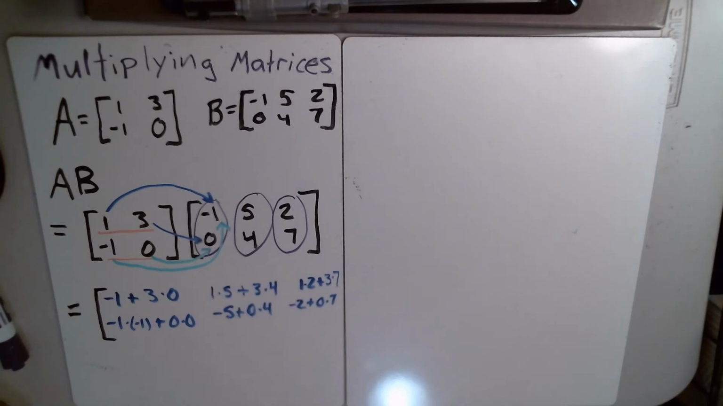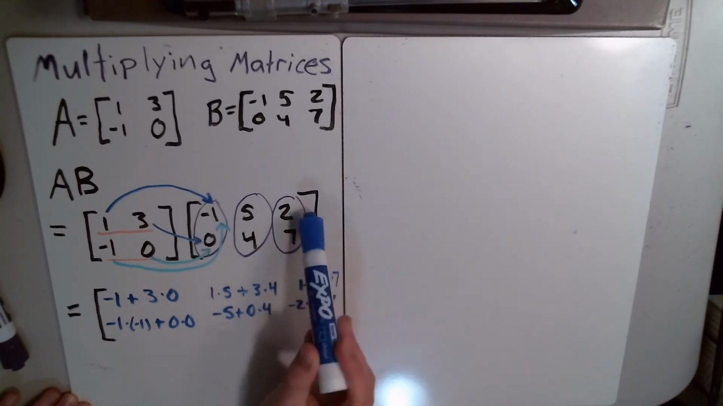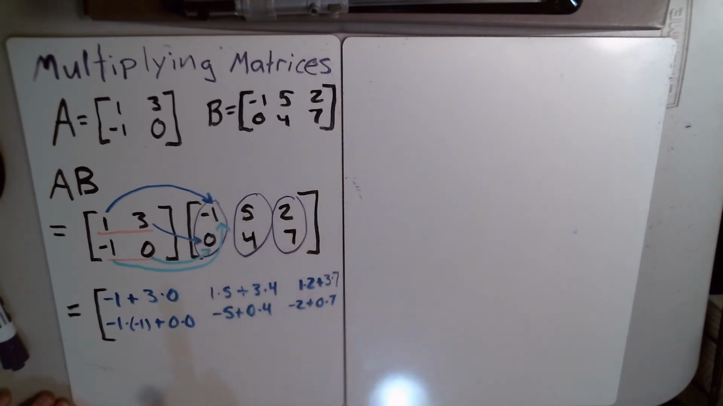And I guess I should mention, there isn't a third row to this matrix here, so there's not going to be a third row in my product matrix. Also, there's not a fourth column in this matrix here, so there's not going to be a fourth column here.